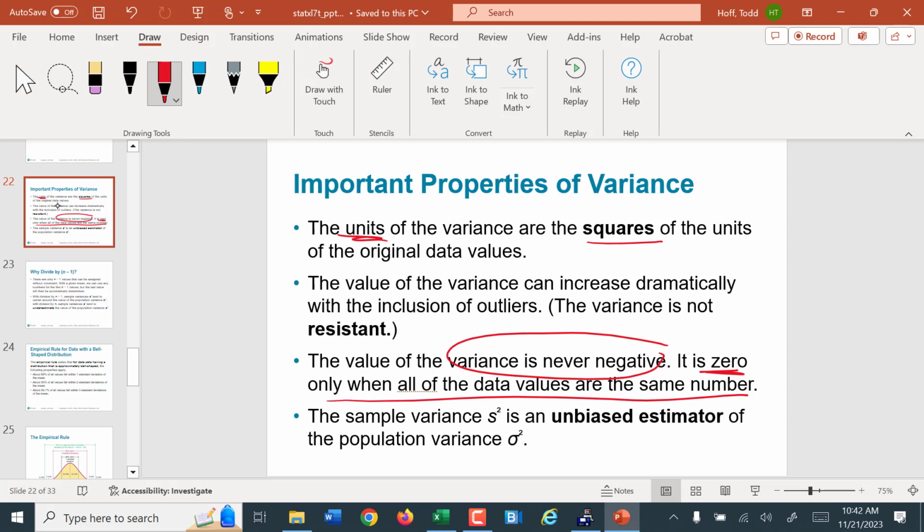However, different from the standard deviation, the sample variance is an unbiased estimator of the population variance, which means if I take a bunch of samples and find the variance of each of those samples, they're going to be centered around, if this line is the population variance, that population variance. Whereas the standard deviation was a biased estimator, which meant the population standard deviation was not the center of the sample standard deviations.